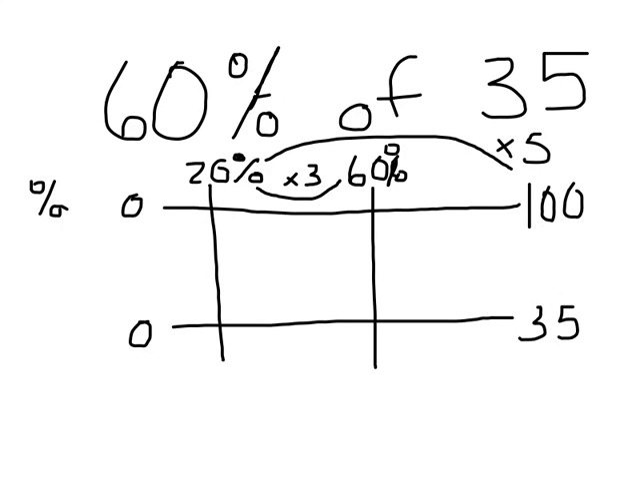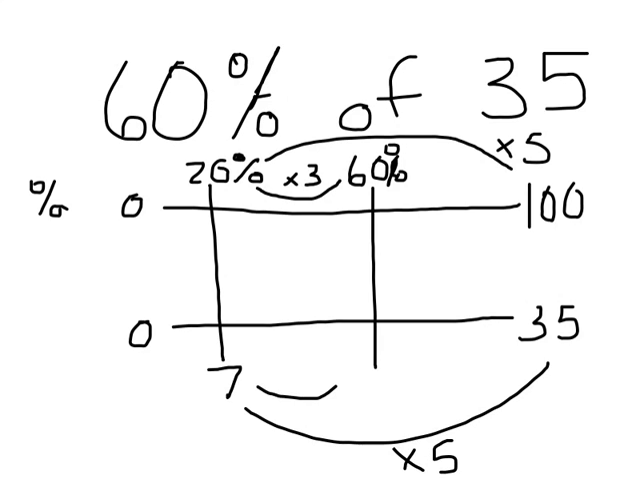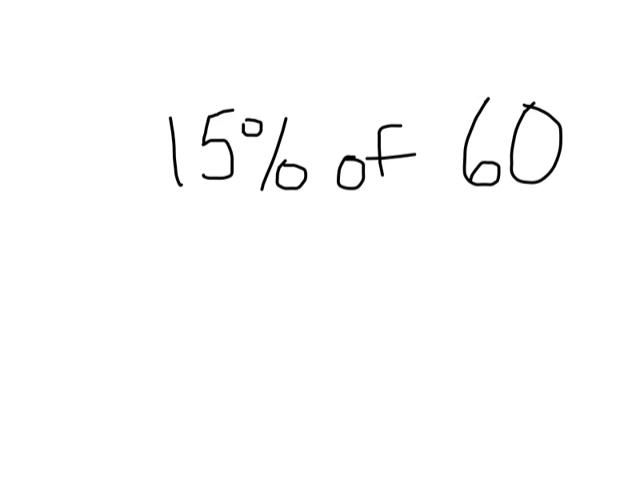Now I need to figure out what I would need to multiply by 5 to get to 35. Well, 35 divided by 5 is 7. So 20% of 35 is 7. I can multiply by 3 to find what 60% of 35 would be. 7 times 3 is 21. So 60% of 35 is 21.